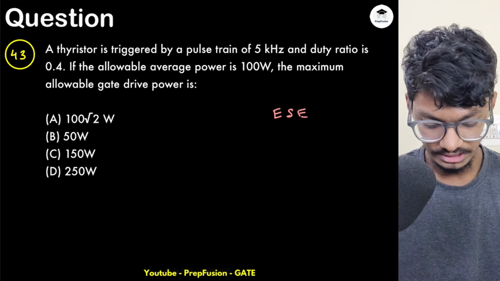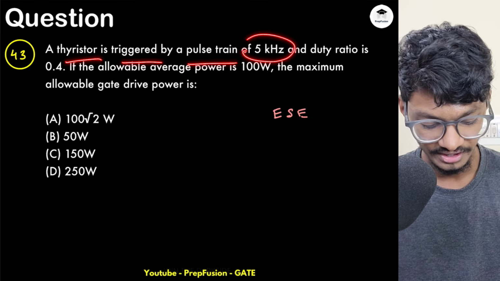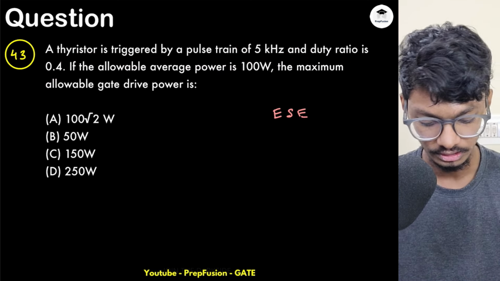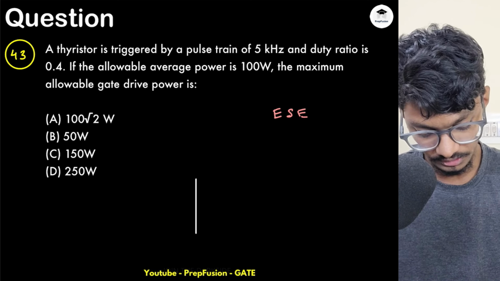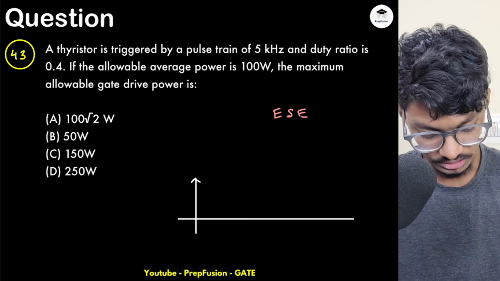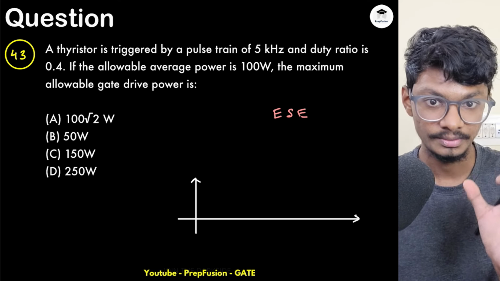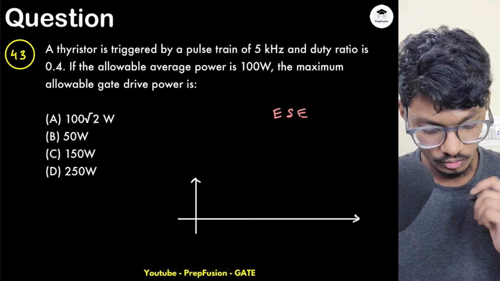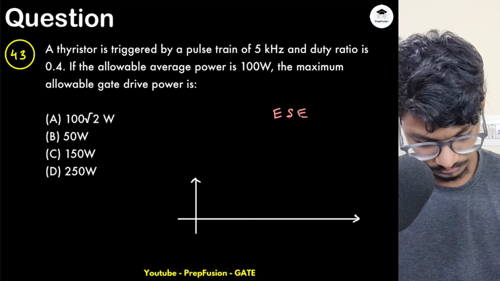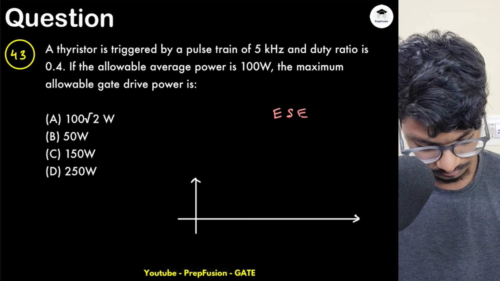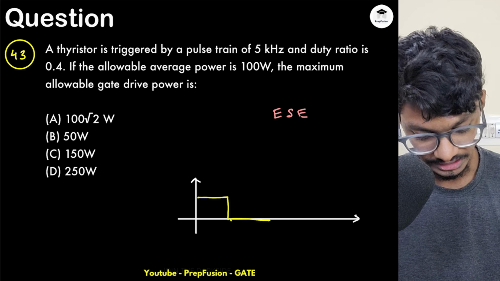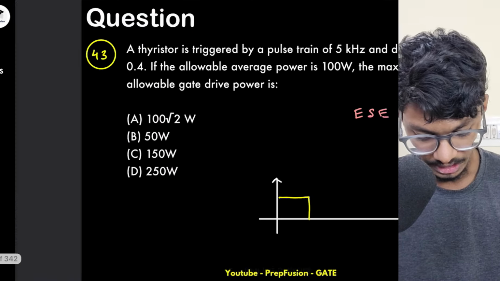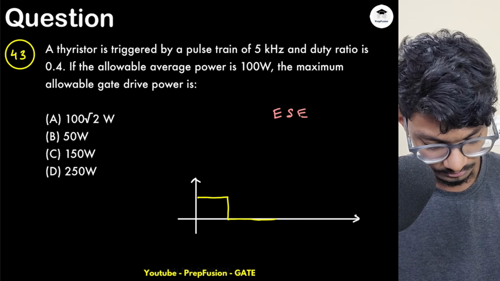Let's start with this question. A thyristor is triggered by a pulse train of 5 kilohertz and a duty ratio of 0.4. So basically, how will the waveform of the gate look? If it is triggered by a pulse train of 5 kilohertz, the period will be 1 by 5 kilohertz, that is 0.2 milliseconds. So the waveform will be something like this, a pulse train. And the duty cycle, as I've already mentioned here, D is T on by capital T, so on time divided by total time.